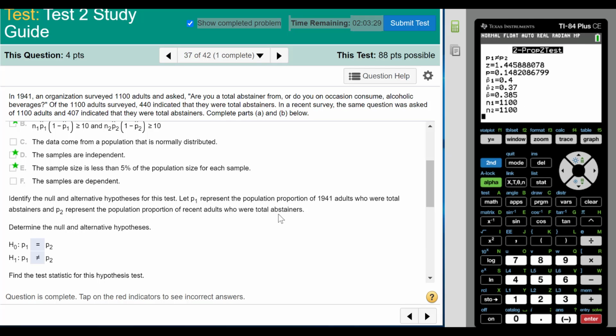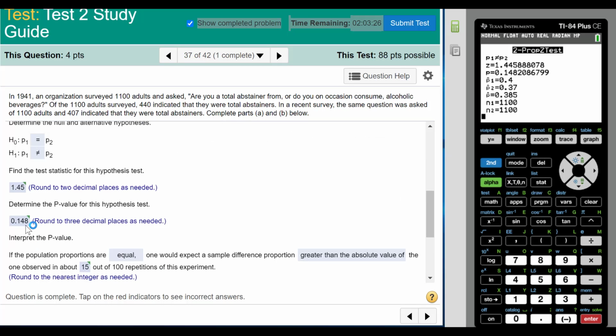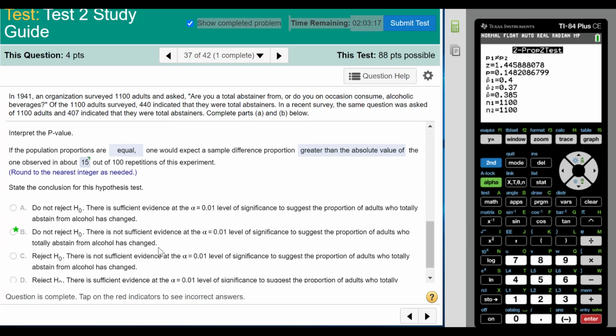And look, guys, here is the Z 1.44 and the p-value is 0.148, which is bigger than alpha. If it is bigger than alpha, you fail to reject the null hypothesis. And you say, when you don't reject the null hypothesis, you say there is not enough evidence to support the claim. There is not sufficient evidence at the 0.01 level of significance to suggest that the proportion of adults who totally abstain has changed. So we don't think it has changed. It's very much still the same. Next.